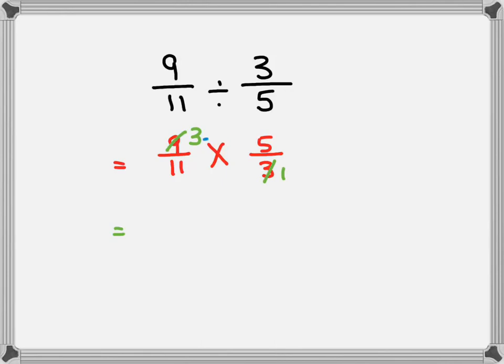Now we're going to multiply. 3 times 5 is 15. 11 times 1 is 11. Okay? We have an improper fraction that needs to be converted into a mixed number. 11 will go into 15 once, with a remainder of 4 over 11, because 15 minus 11 is 4.